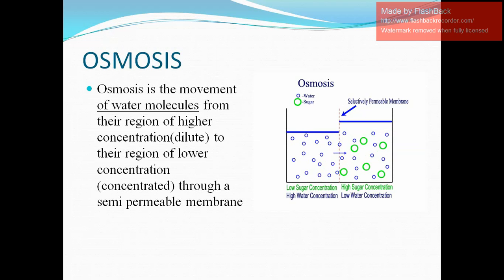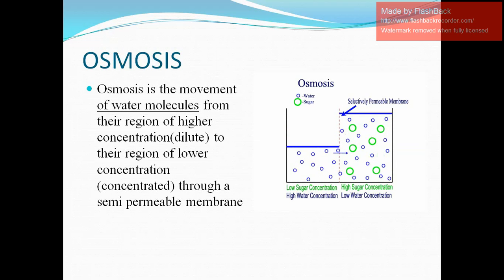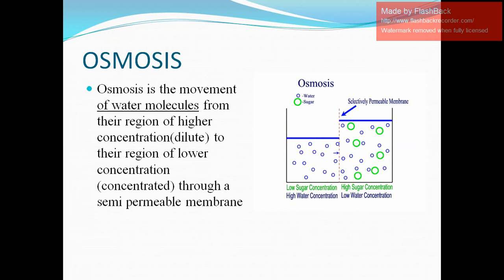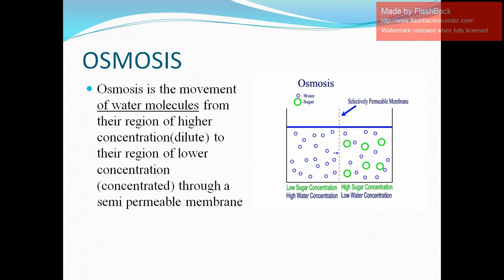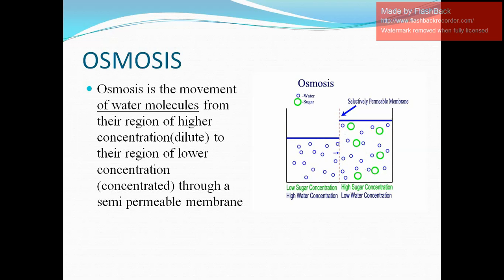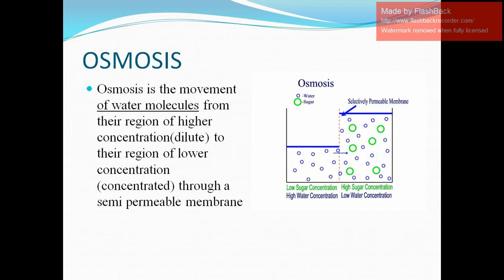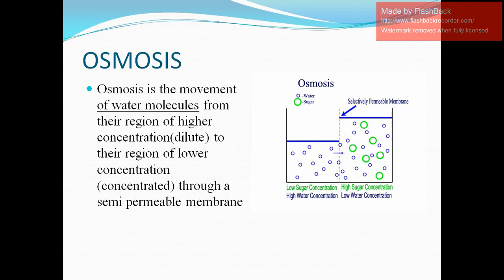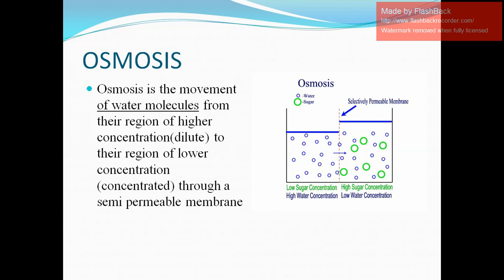Next we come to osmosis. Osmosis is also a free movement, but it is the movement of only water molecules. So osmosis is the diffusion of water molecules from their region of higher concentration to their region of lower concentration. Remember, the region of higher concentration means the region which has more water molecules. The water molecules move from that region to the region where they are present in less amount. The region which has more water molecules we call a dilute solution, and the region which has a lower concentration of water molecules we call a concentrated solution.